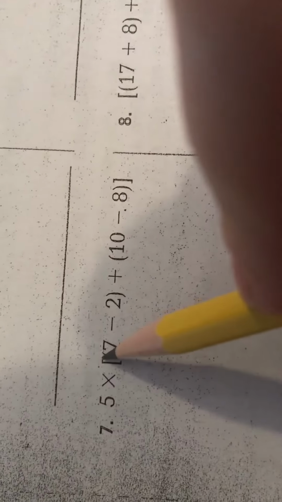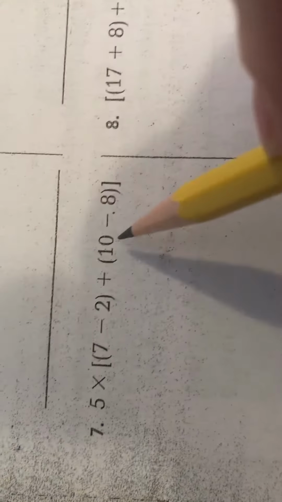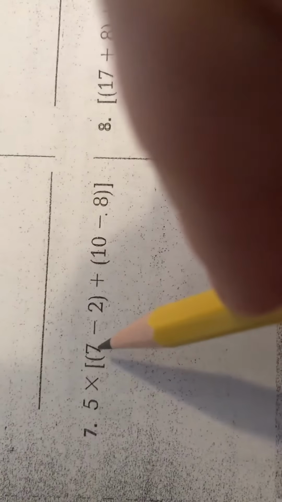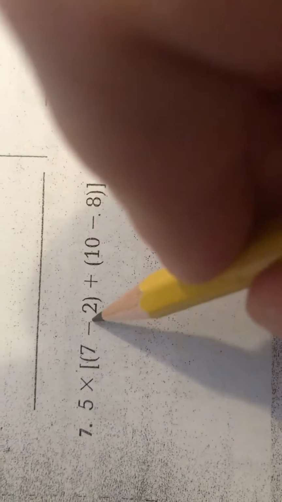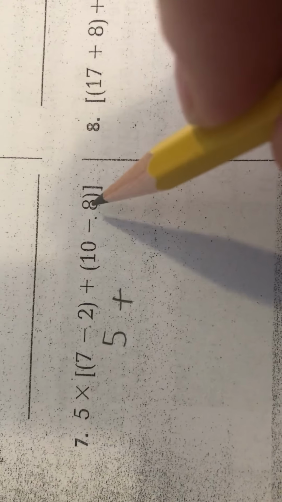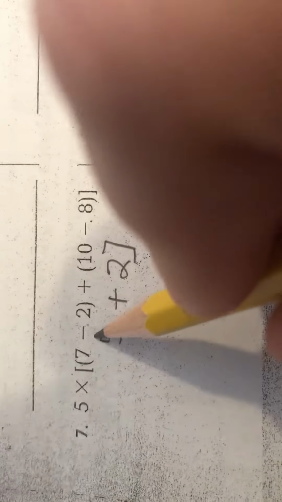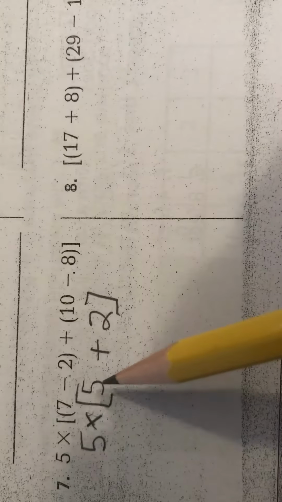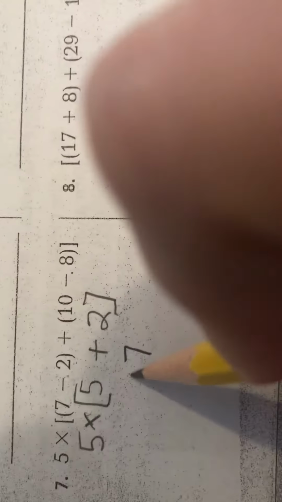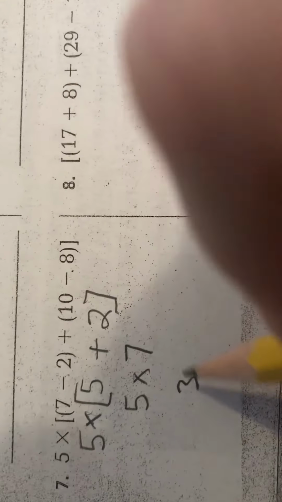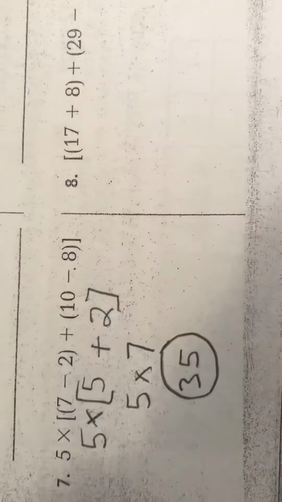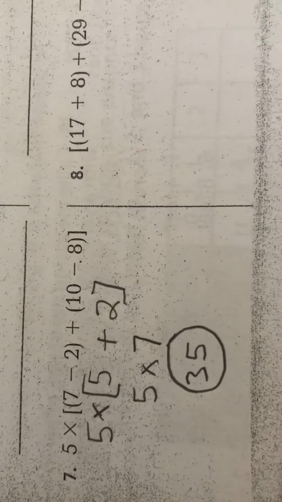So again, I'm going to work inside my brackets here, this set of parentheses, and then this set of parentheses here. So 7 minus 2 is going to be 5, plus 10 minus 8. We know that 8, 9, 10, that would be 2. I'm going to put my brackets around it, put my times 5. Then we're going to go ahead and do 5 plus 2, which is 7, times 5, and that's 35. So the answer to 7 is 35.